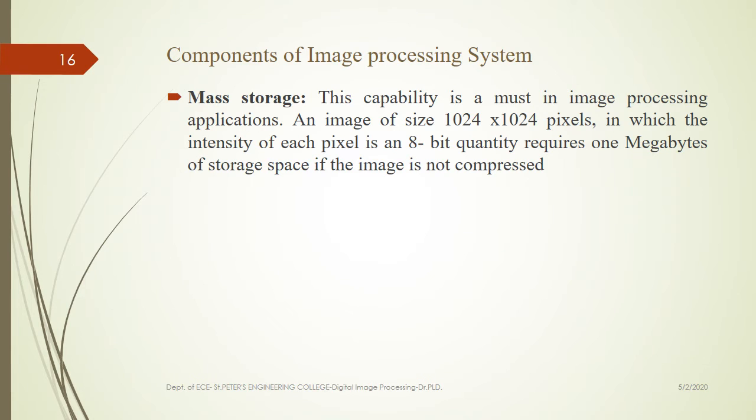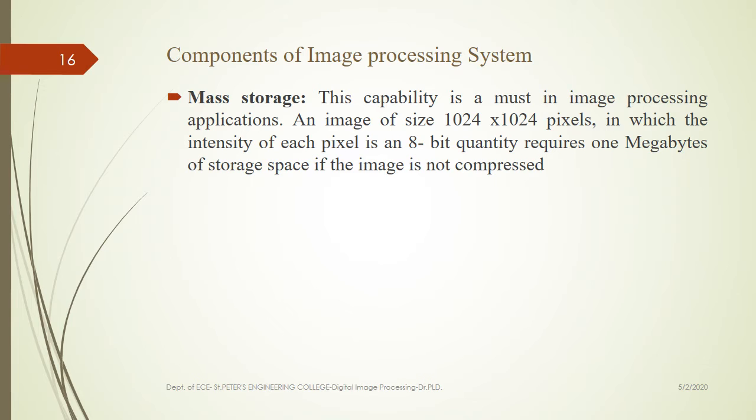Then, the storage devices point of view. First, the mass storage capability is a must in image processing applications. After processing, definitely you are going to store the images somewhere in the system. Based on the mass storage capability of the system, we can store the processing results very easily. An image of size 1024 by 1024 pixels, in which the intensity of each pixel is an 8-bit quantity, requires 1 megabyte of storage space if the image is not compressed.